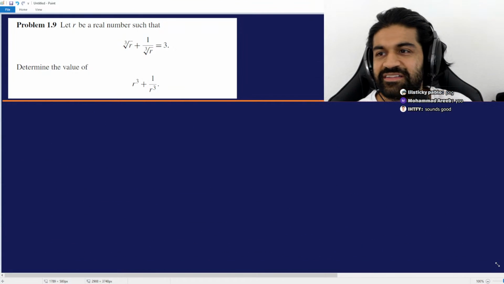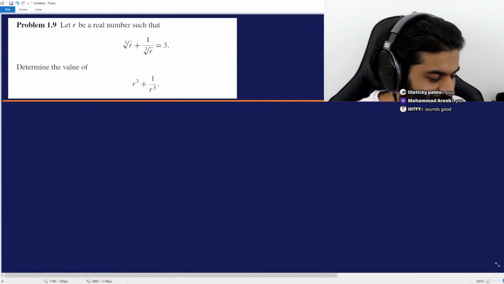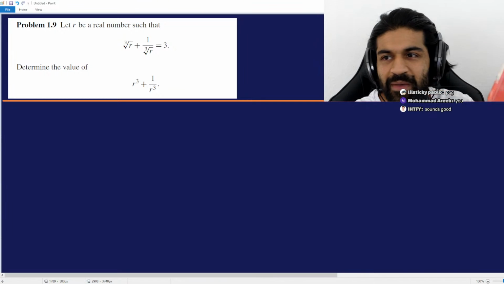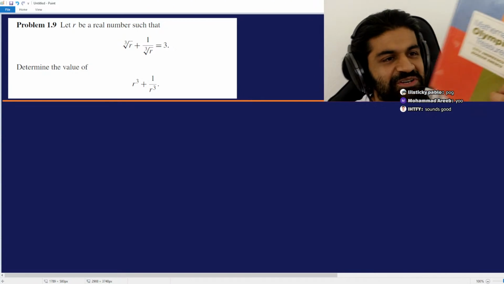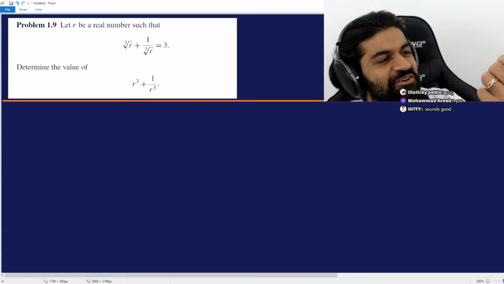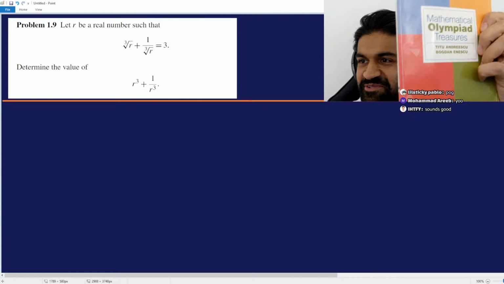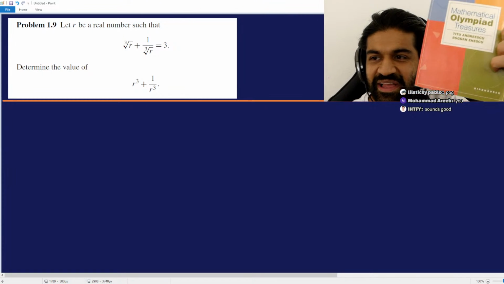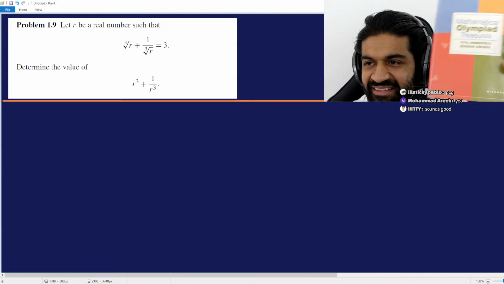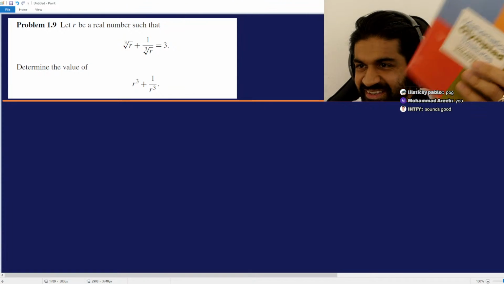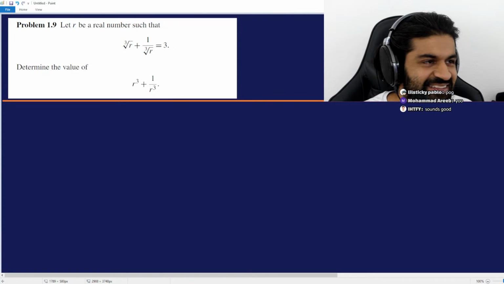Just so you know the source that I'm using to get these problems, it's a book called Mathematical Olympiad Treasures by Titu Andreescu and Bogdan Enescu. I don't know where these people are from, but I think they're like mathematical Olympiad legends or something like that. You can see that this is the source that I'm using to get these problems.